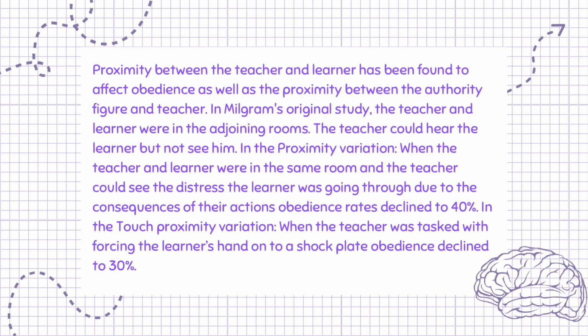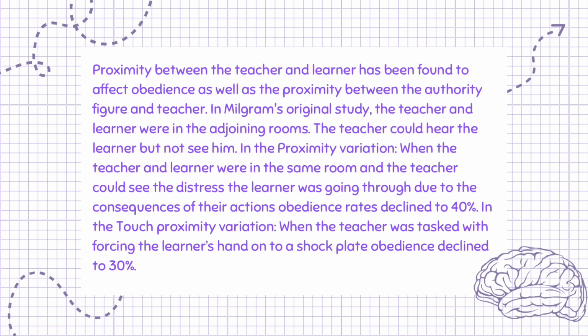Proximity between the teacher and learner has been found to affect obedience, as well as the proximity between the authority figure and teacher. In Milgram's original study, the teacher and learner were in adjoining rooms. The teacher could hear the learner but not see him. In the proximity variation, when the teacher and learner were in the same room and the teacher could see the distress the learner was going through due to the consequences of their actions, obedience rates declined to 40%.